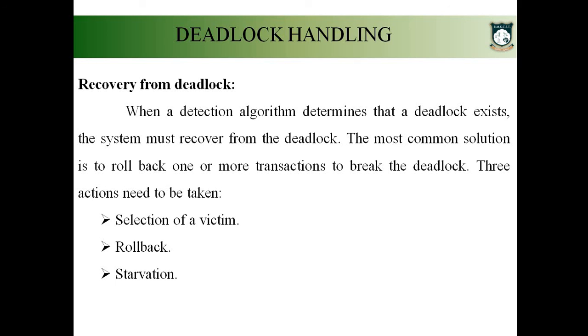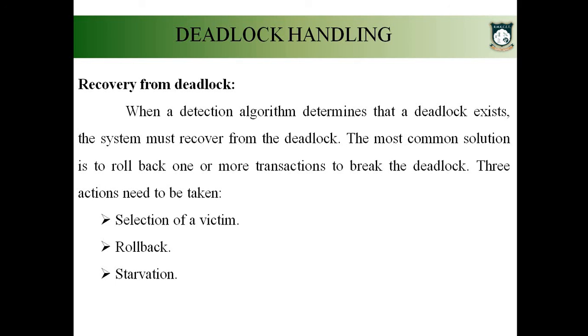Either you can completely roll back the transaction or you can roll back to a certain extent so that the deadlock is released. So either go with total rollback or partial rollback. The next one is starvation. As I already said, if you choose a particular transaction as a victim always, then what happens?